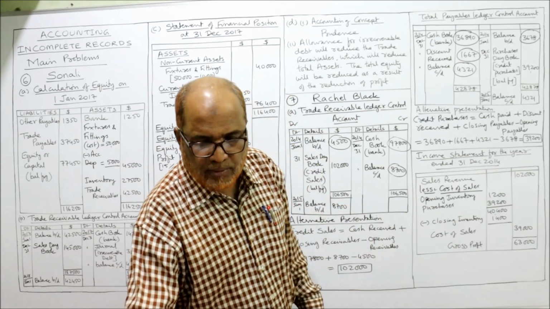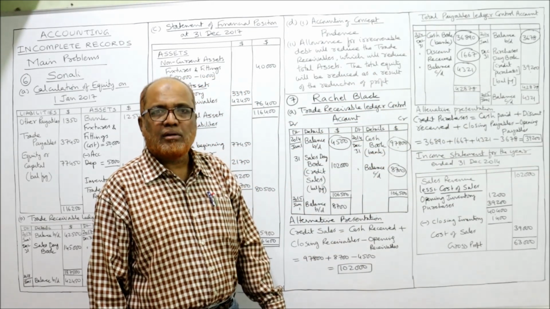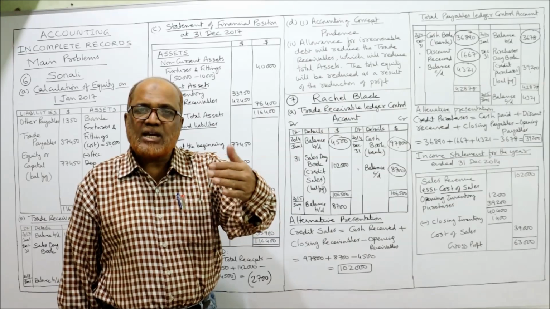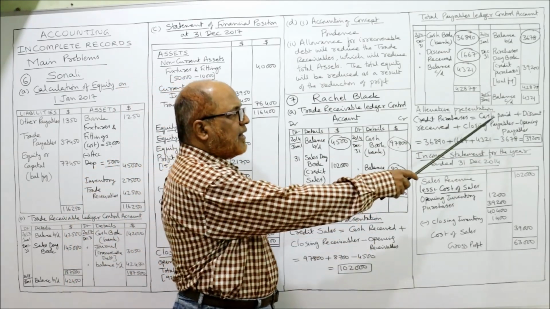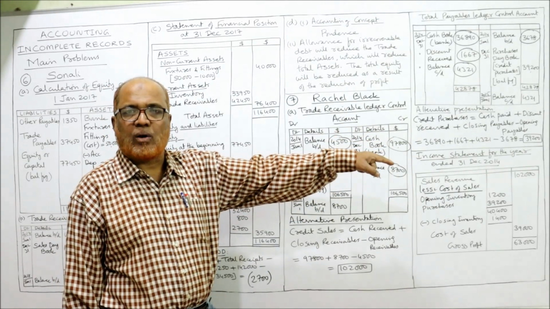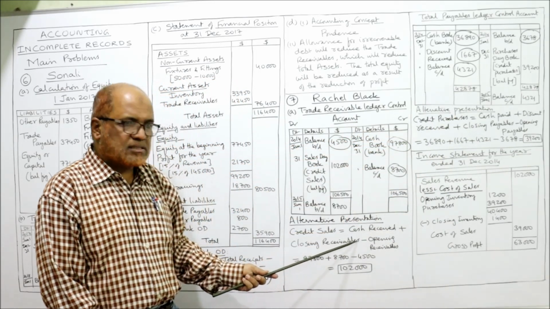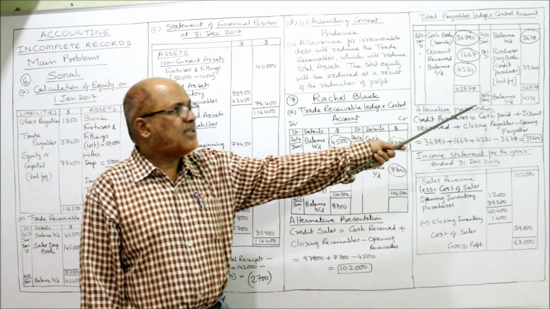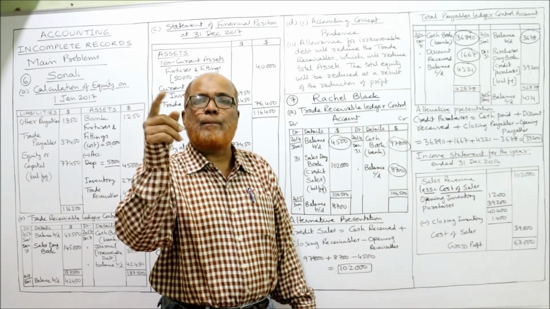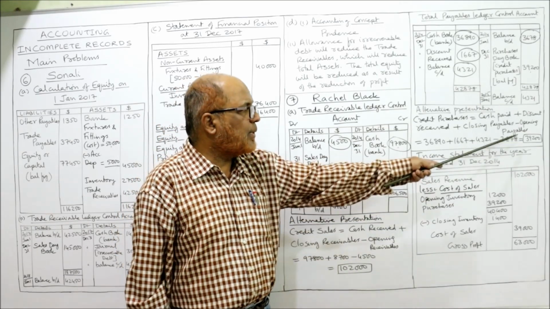Now alternative presentation. If you are not comfortable with making this ledger account, you can apply the equation. What is the equation? Credit purchase is equal to cash paid plus discount received plus closing payables minus opening payables. Just like this. Here cash received was there, there it is cash paid. Cash paid to supplier. So cash paid to supplier plus discount received plus closing payables minus opening payables.